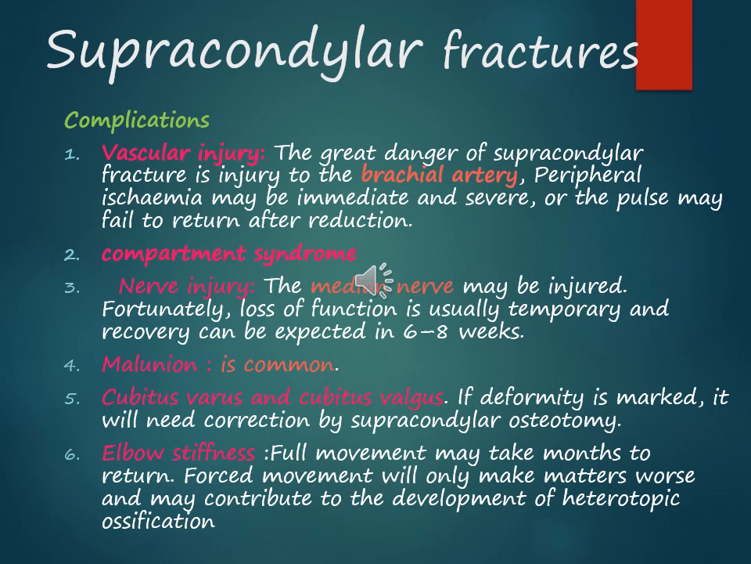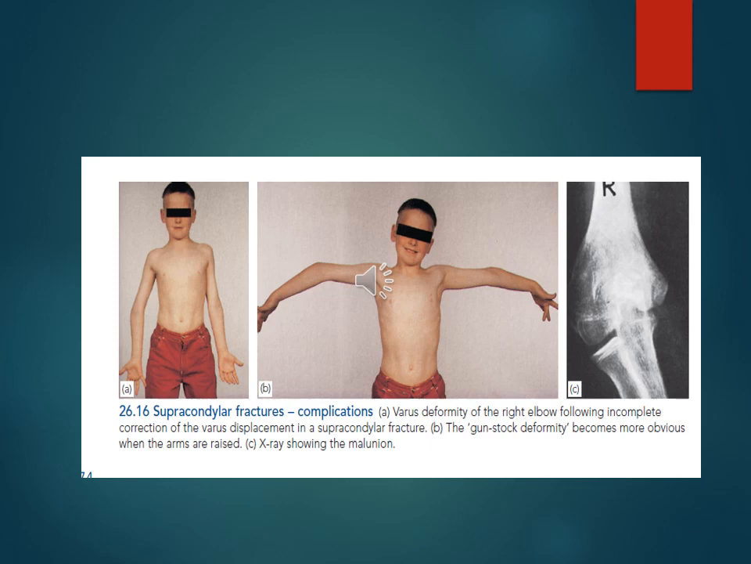Elbow stiffness can happen, but stiffness, generally speaking, is rare in children. These photos show the cubitus varus deformity of the right elbow caused by malunion of the supracondylar fracture. When the child raises his arms to the side, it causes what we call the gun stock deformity. On the x-ray, you can see the varus alignment of the elbow joint.